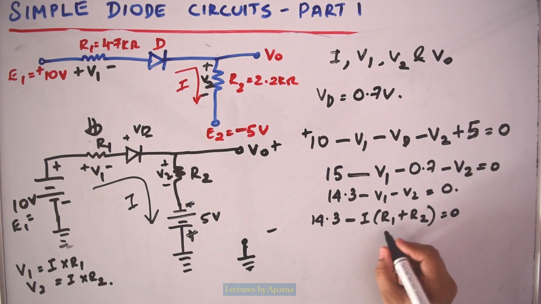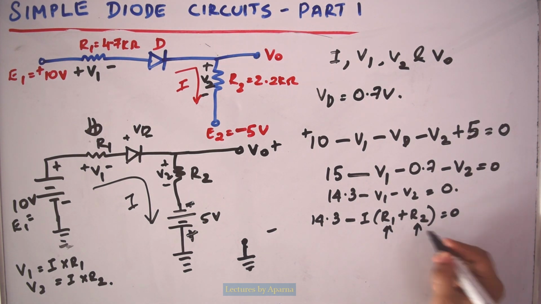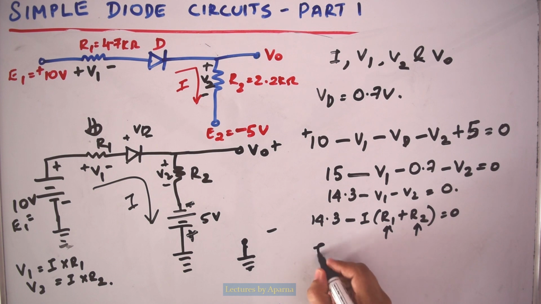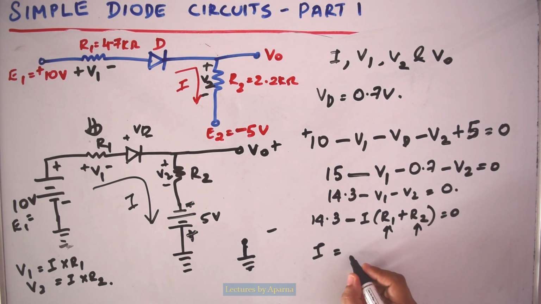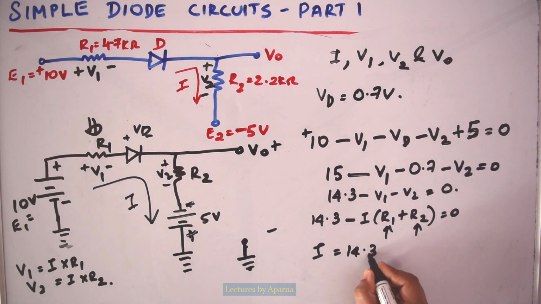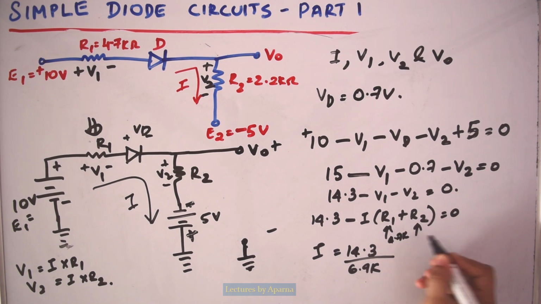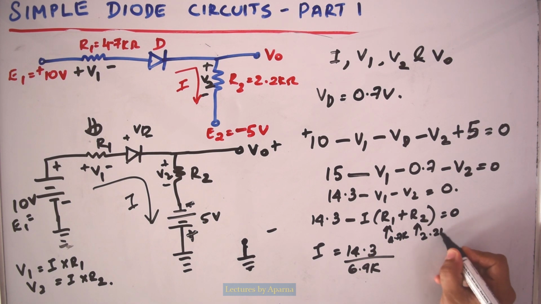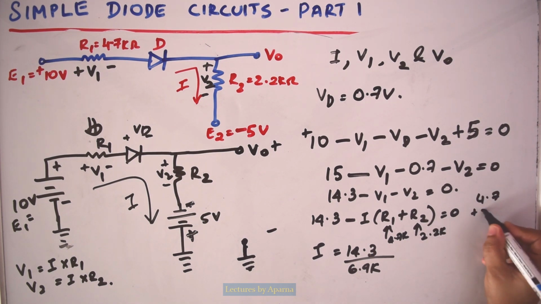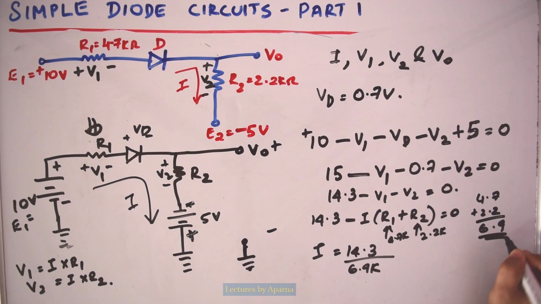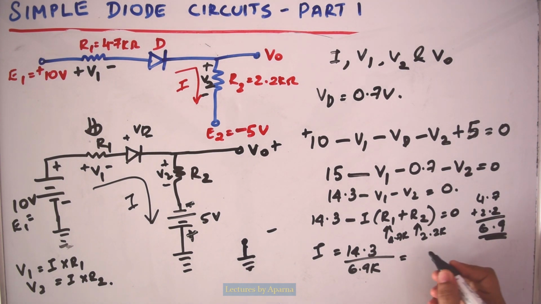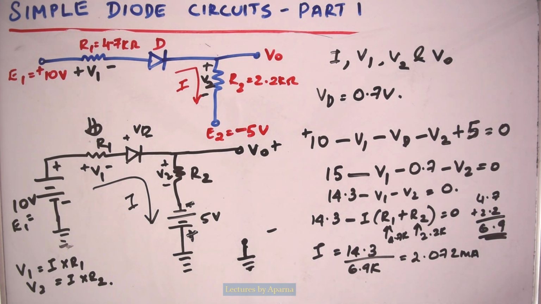Now substitute the values for R1 and R2. So you get I is equal to 14.3 divided by 6.9K. 6.9K you got by the sum of R1, which is 4.7K, and R2, which is 2.2K. So 4.7 plus 2.2 you get 6.9K. So the value of I will be equal to 2.072 milliampere.